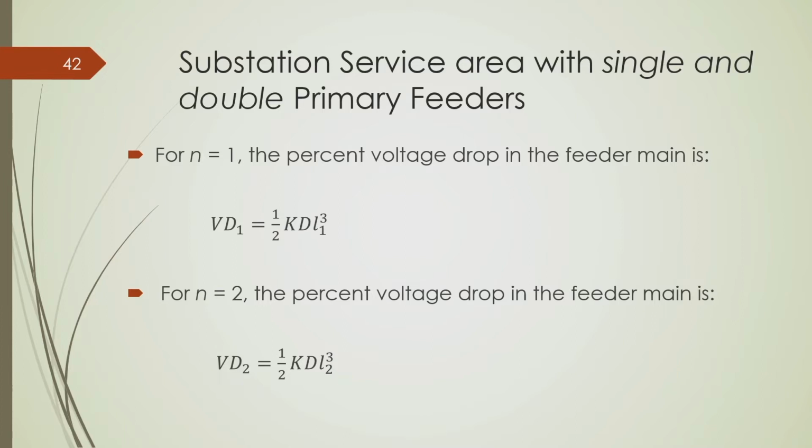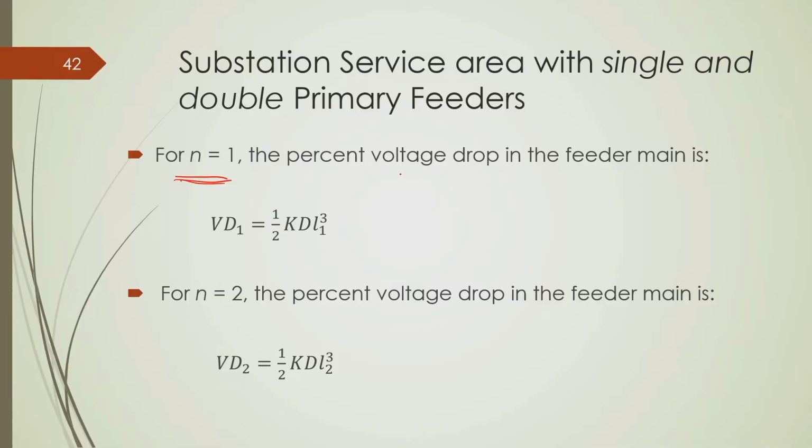Let us first consider what will happen to this voltage drop expression when n is equal to 1. When n is equal to 1, the previous expression is not applicable. Now, what could happen when you are having a single feeder system? In a single feeder system, we may have a rectangular service area, or a square service area, or a triangular service area. Now, if we have a square service area like this, this is the main feeder and this is the service area.